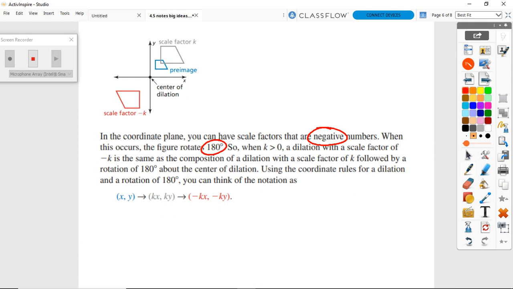So if you start out here and you have a scale factor of k, it's going to first blow it up to that scale factor, and then it's going to rotate it 180. So a negative scale factor affects not only size, but it's going to rotate your figure as well. But again, for us, it's super simple, guys. You just multiply everything by whatever the negative k was, and you're good to go.